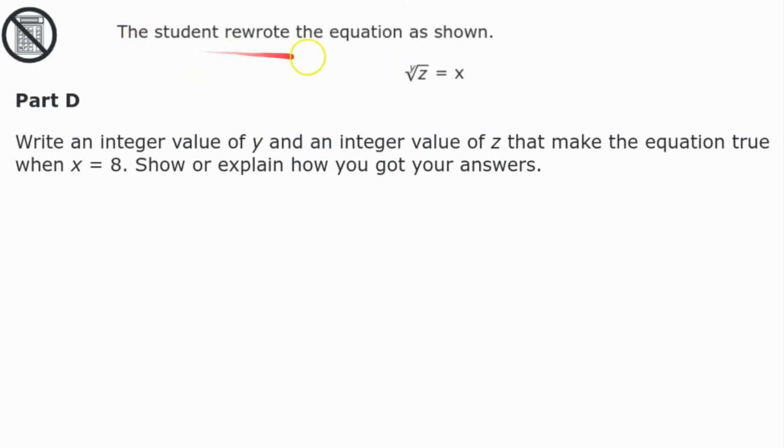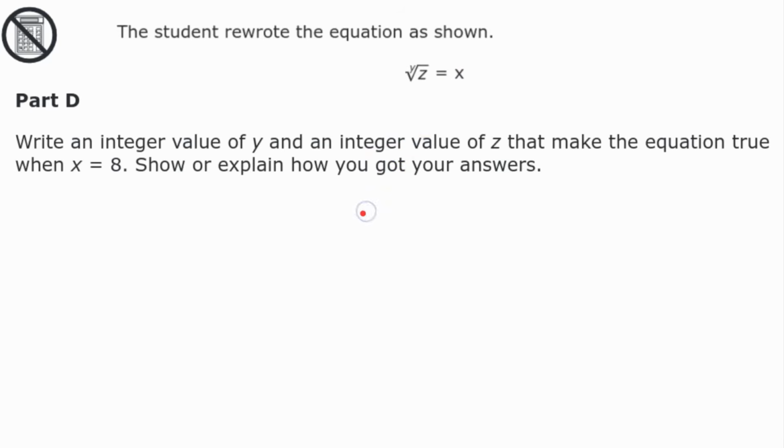Last part. The student rewrote this equation with an integer value of y and an integer value of z that can make the equation true when x is equal to 8. So you need to find a value of y and z such that x will be equal to 8. Don't forget to show or explain your work. Pause and come back.